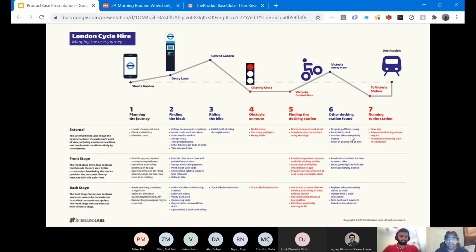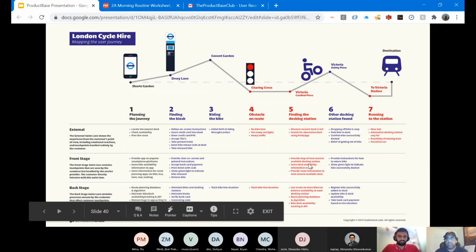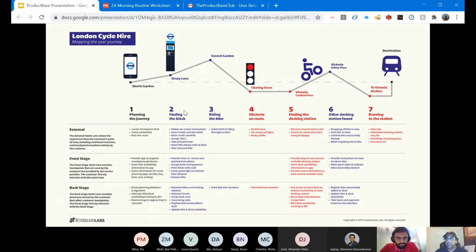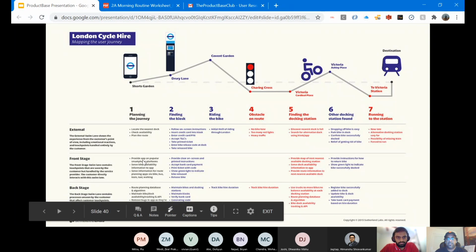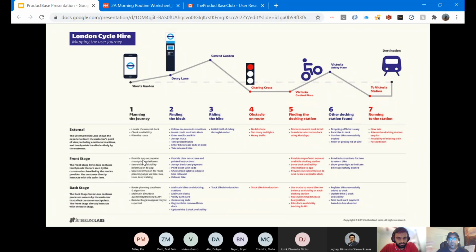The thing that you would want to see is there are things in red. We have color coded this to some degree as well, where the things in red are things that the user has a problem with. The things in blue are things that work well enough. And the thing in one is an agnostic stage, so there's really no clear opinion. So it's clear that there is this obstacle en route, finding the docking station, running to the station. These are steps that they want some improvement in.